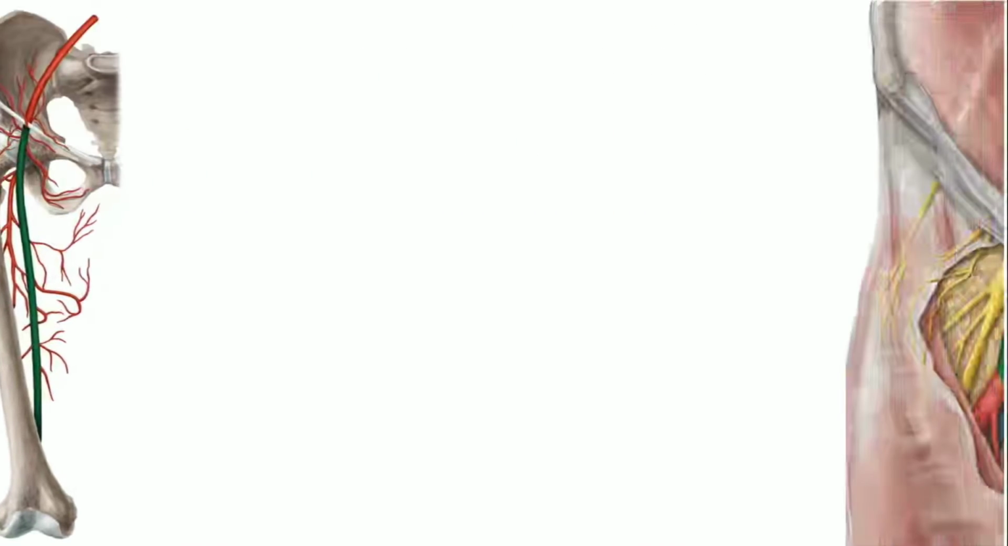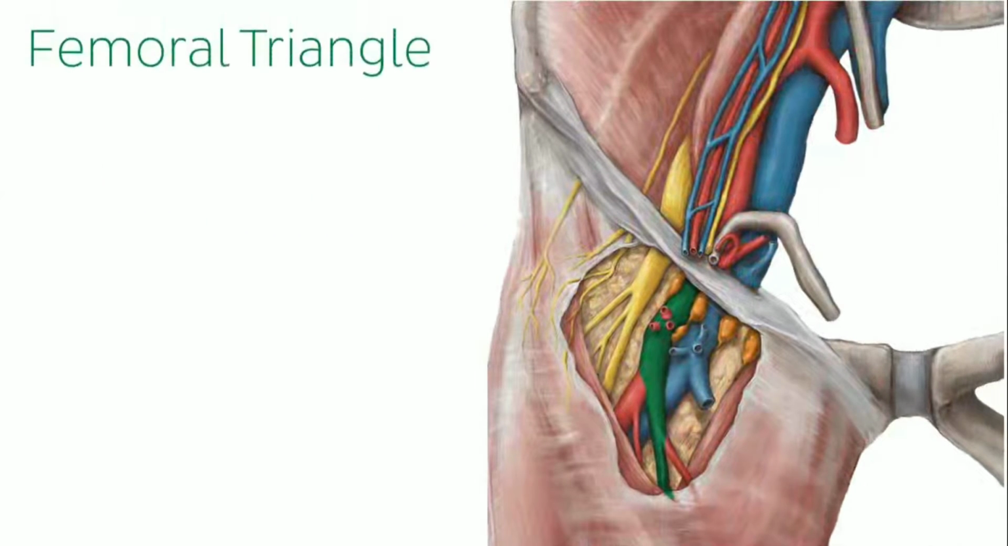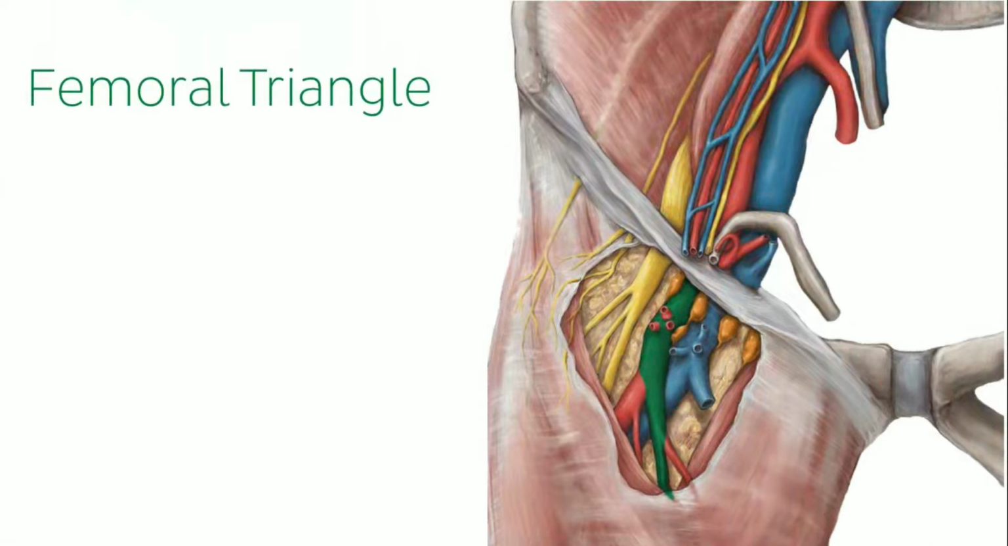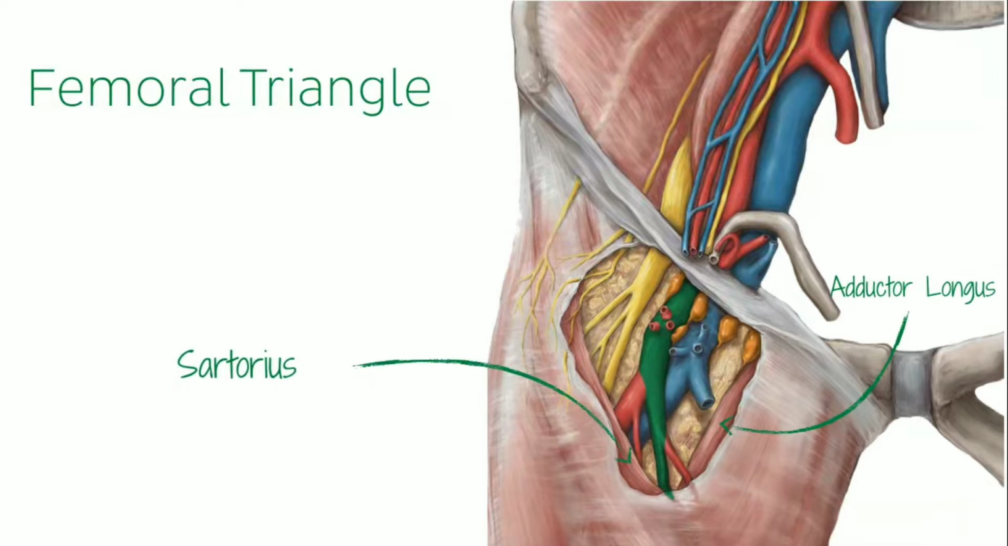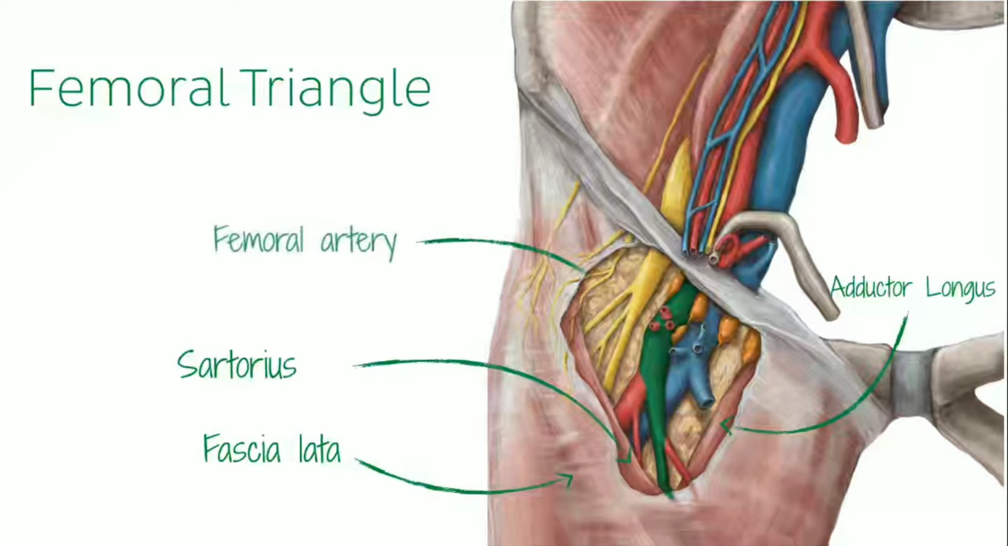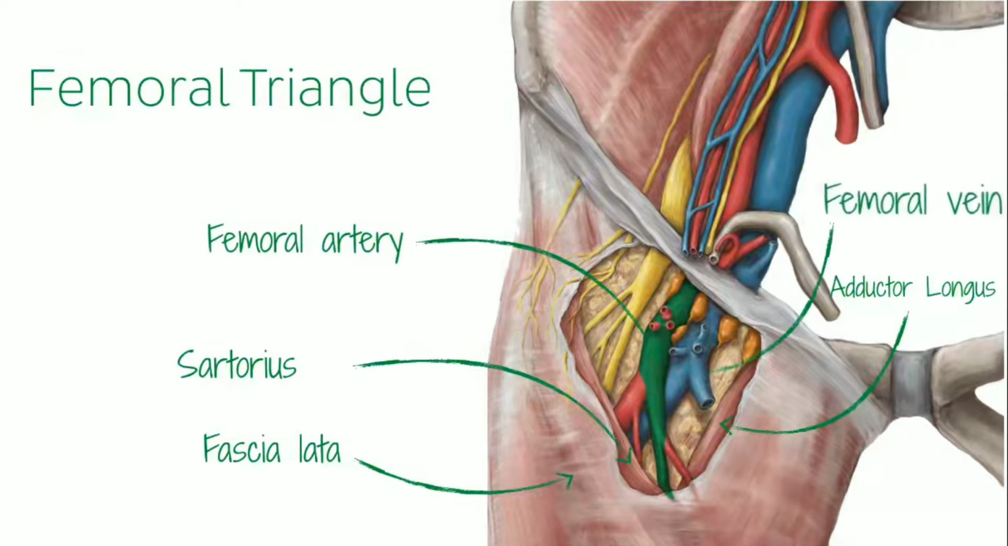The femoral artery enters the thigh in a region known as the femoral triangle. The femoral triangle is a wedge-shaped depression found inferior to the inguinal ligament. As we can see in this image, this triangle is bounded by the inguinal ligament superiorly, the adductor longus medially, and the sartorius muscle laterally. The fascia lata has been removed in this image, but normally it forms the roof of the femoral triangle. Another thing to note is that within the femoral triangle, the femoral artery is enclosed in a sheath with the femoral vein.